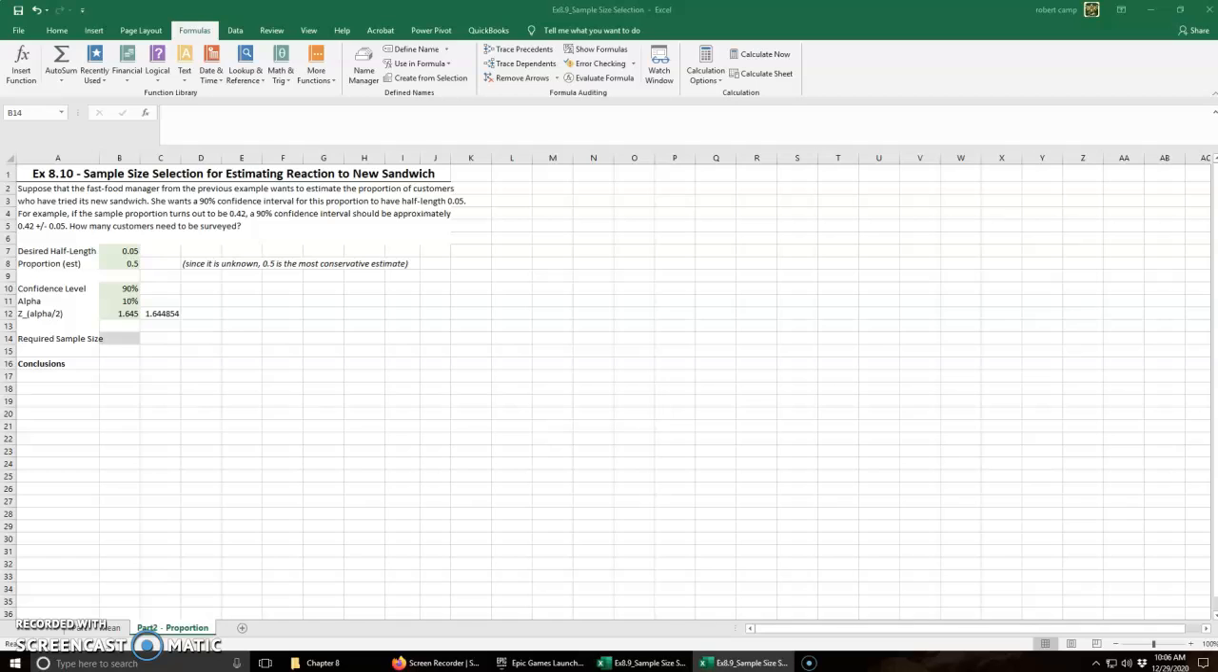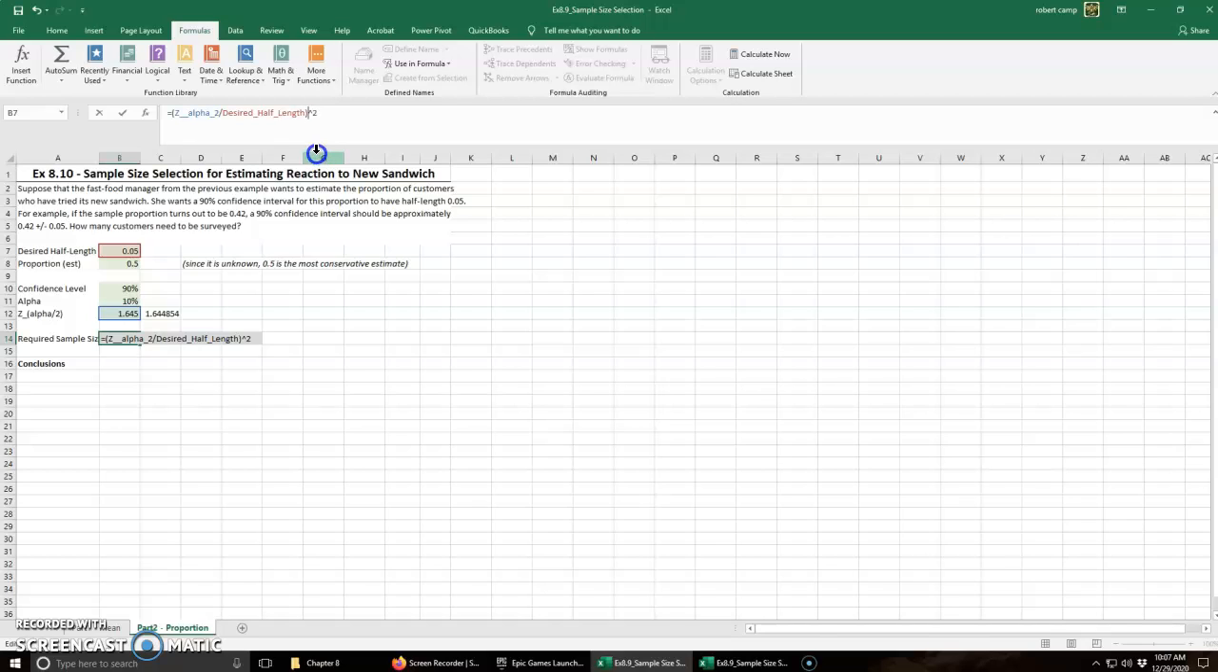So our required sample size, what are we going to do? Well, once again, we'll take a look at it, and we'll type in our equation. So z alpha over 2, we're going to divide that by our desired half-length, and then we're going to square it. So z alpha over 2 divided by the desired half-length. And actually, we want to square that whole thing, not just the denominator. Excuse me, got to get my terminology right there.